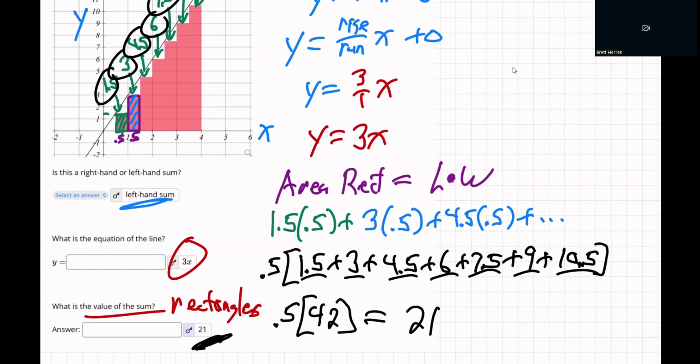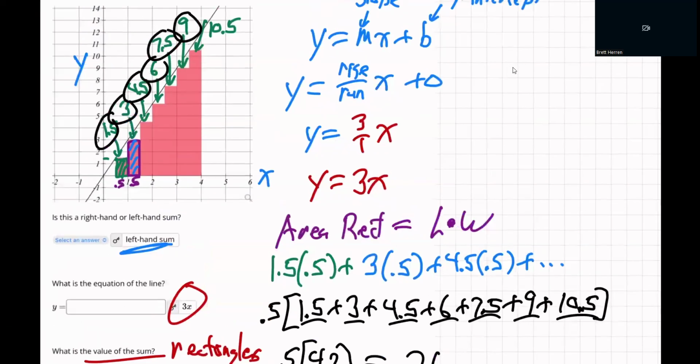Use Desmos as you need to. So what is that? That's the area of all of these rectangles added up, which is an approximation of the area under the straight line. Not quite exact. It's an underestimate, right? Because it's missing some gaps. But there we go.